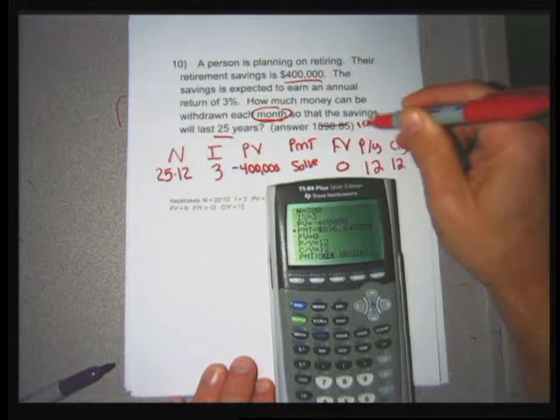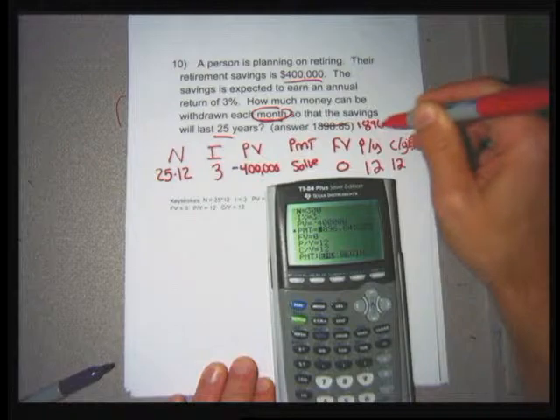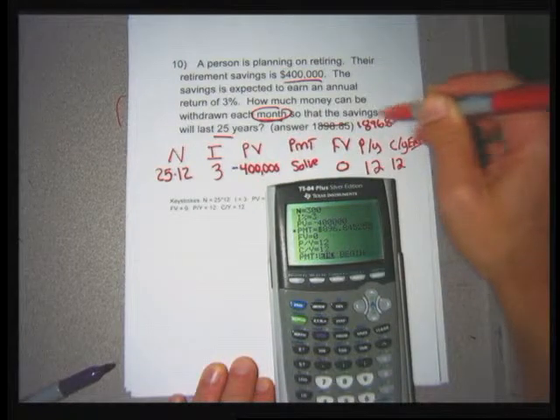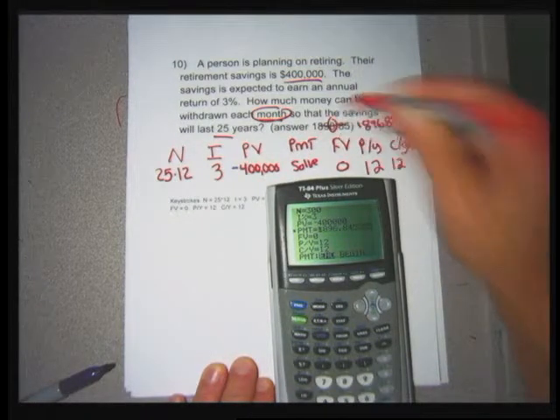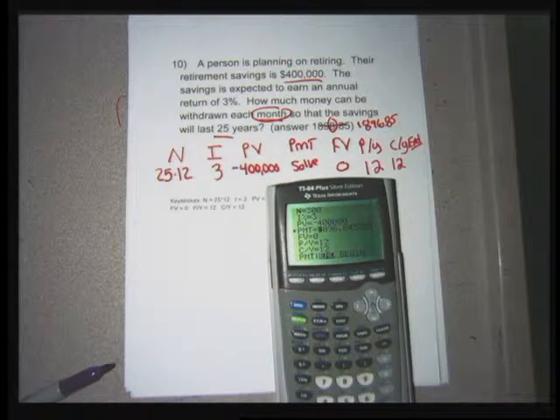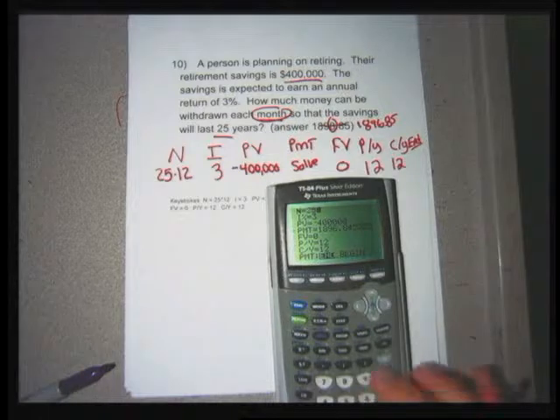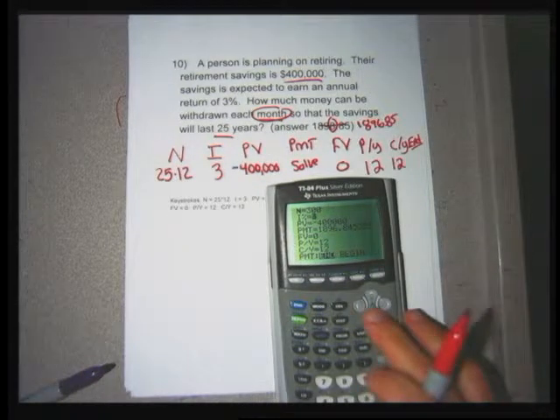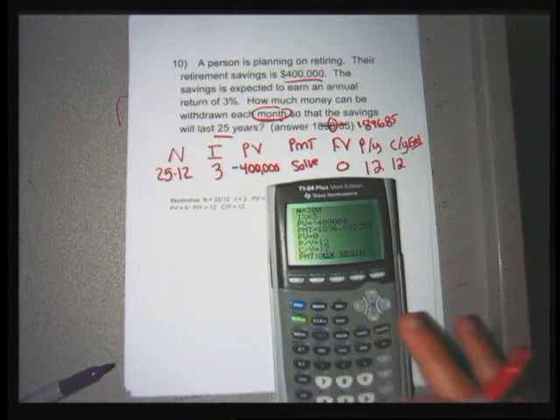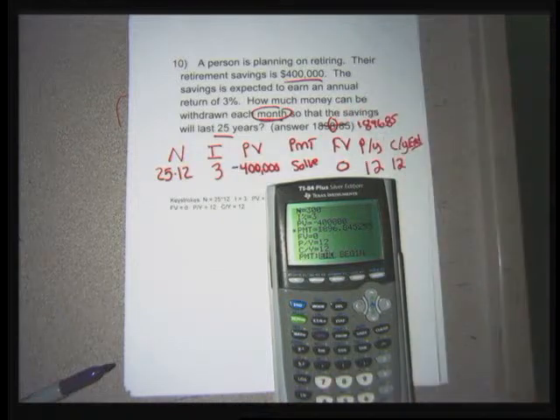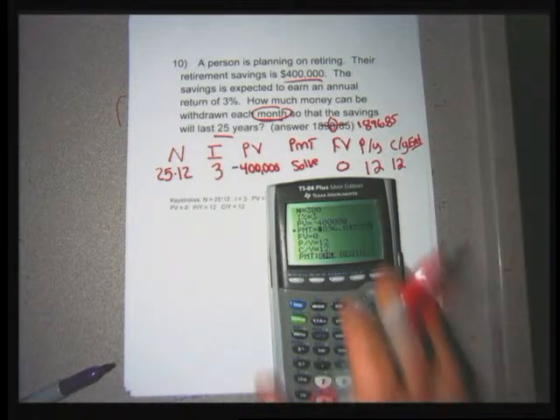This is supposed to be 1896.85. For some reason I must have mistyped. I'll change that so when you actually print it out it has the right answer on it. Let me make sure I didn't mess up. So 25 times 12, 3%, 400,000, alpha solve. Yeah, I'll fix that and you won't hopefully see the wrong answer there.